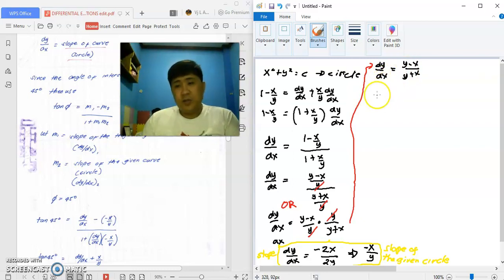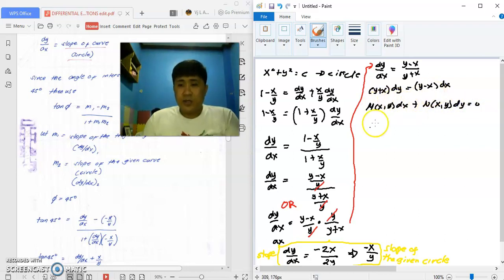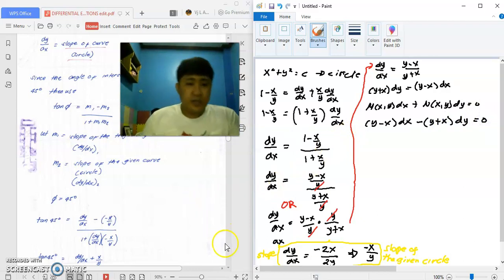So we can cross multiply, so we have y plus x times dy equals y minus x times dx. Or we could form this one as our first order, first degree differential equation, which is M of xy dx plus N of xy dy equals 0. So we start with x, so we have y minus x dx. Transfer this one to the other side. You have negative y plus x dy equals 0.